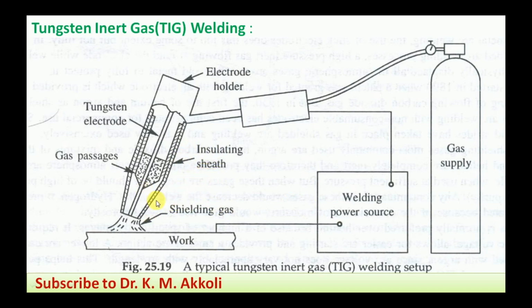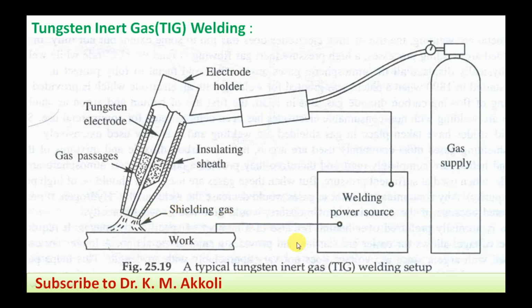There the shielding gas is supplied from an outside gas cylinder, so that the gas shield will be formed. There is no slag formation, and it also protects the molten metal from the environment. That is the main aim of tungsten inert gas welding.